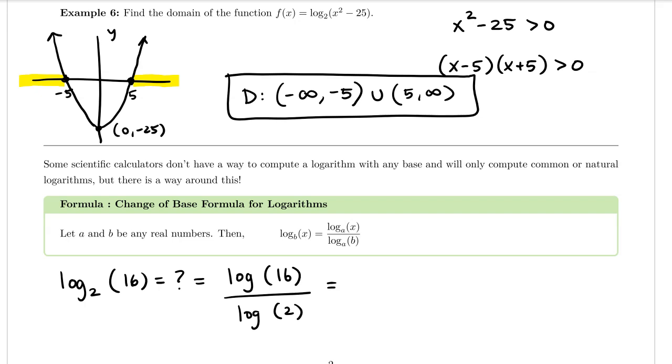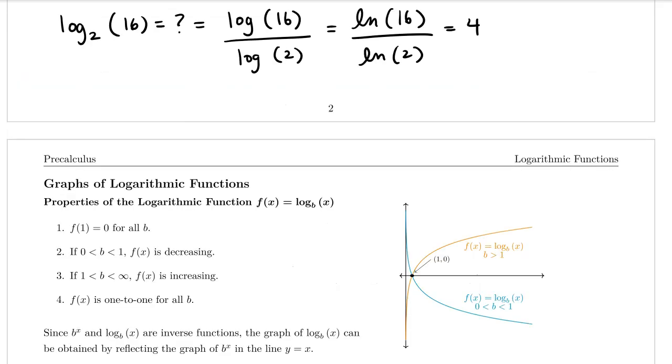And it turns out that it doesn't really matter what base you use. I could actually even use the natural logarithm as well. So I could take ln of 16 and divide it by ln of 2, and that would also give us the same answer, which should end up being 4. So go ahead and try that on your calculator, whichever kind you have, and see that these are all equal to 4. Let's move on to talking about graphs of logarithmic functions.